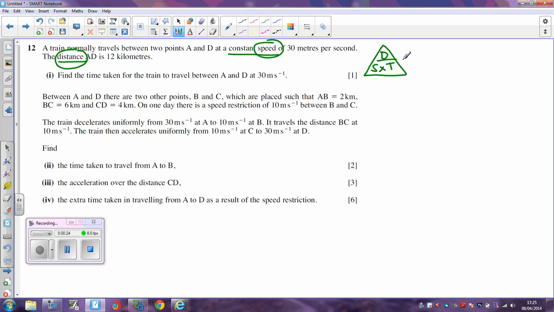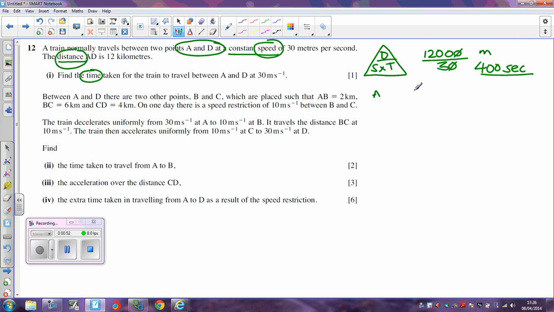So the distance in this case is 12 kilometers, well, that's 12,000 meters. Remember, the units must correspond. We're dividing that by a speed of 30 meters per second, which means that the time taken is 12,000 divided by 30. Well, that's just 400 seconds. So the time taken for the whole journey is going to be 400 seconds. What it now tells us is that between A and D there are two other points.